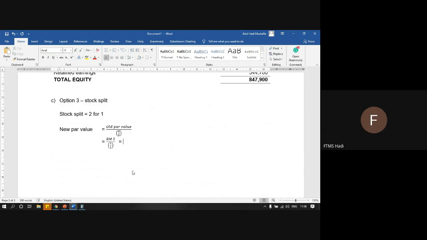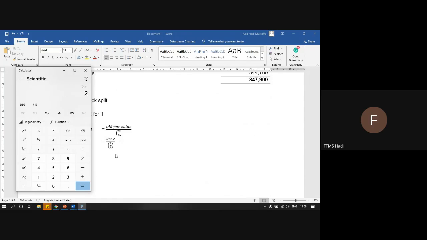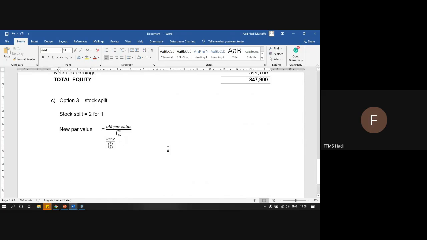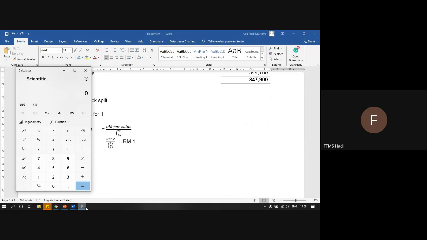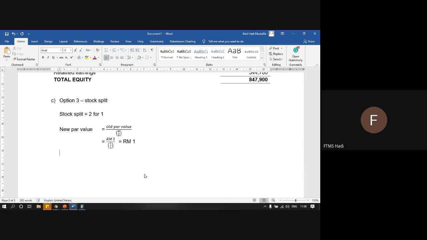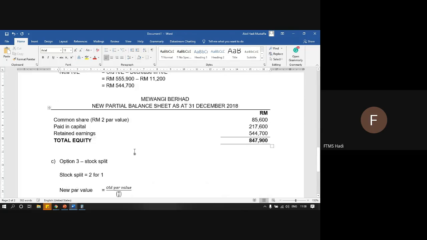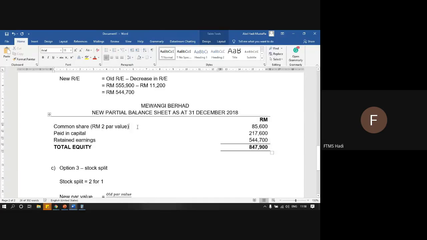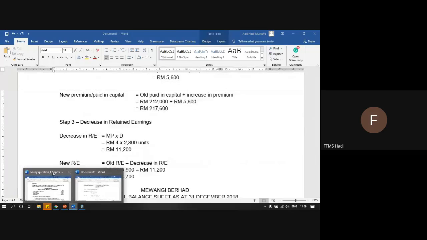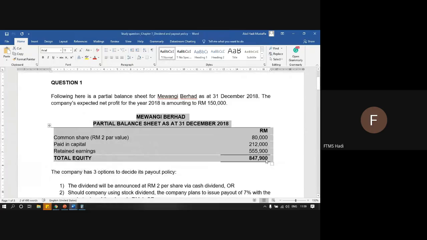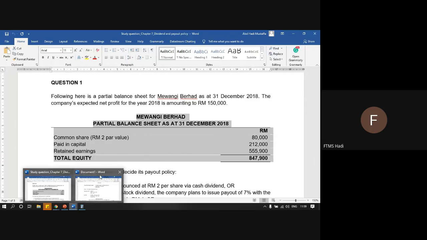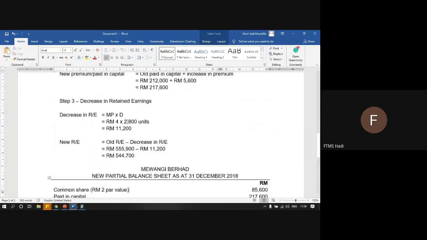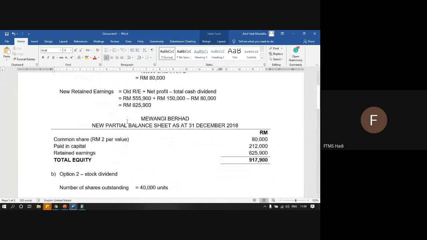So, you need to solve this one first. 2 divided by 1 is equal to 2. So, 2 divided by 2 is equal to 1 ringgit. All right, so stock split only affects the par value. So you just update it, and copy the rest from the old ones in the question. Do not copy from the previous question because question B is a different balance sheet.